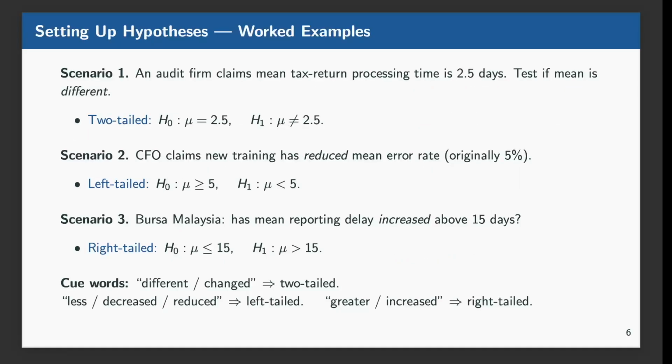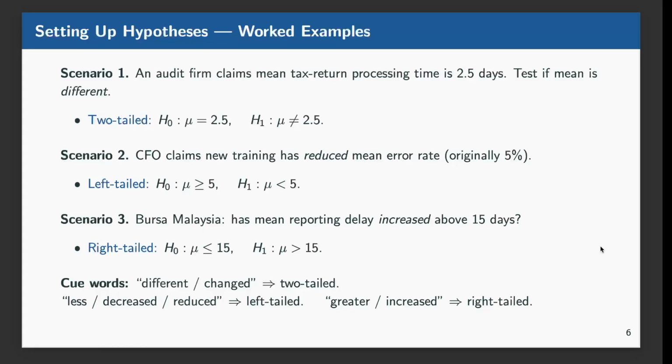Let's go through 3 quick scenarios, purely to build the habit of translating an English sentence into H0 and H1 correctly. Scenario 1. An audit firm claims its mean tax return processing time is 2.5 days, and we want to test whether it is actually different from that in either direction. That is a 2-tailed test. H0: mu equals 2.5. H1: mu is not equal to 2.5.